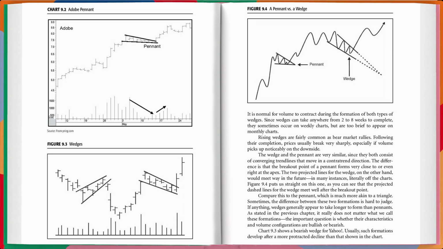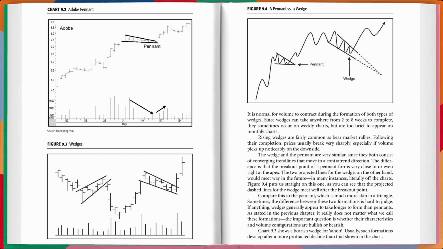The wedge and the pennant are very similar, since they both consist of converging trend lines that move in a contra-trend direction. The difference is that the breakout point of a pennant forms very close to or even right at the apex. The two projected lines for the wedge, on the other hand, would meet way in the future, in many instances, literally off the charts. Figure 9.4 puts us straight on this one, as you can see that the projected dashed lines for the wedge meet well after the breakout point.